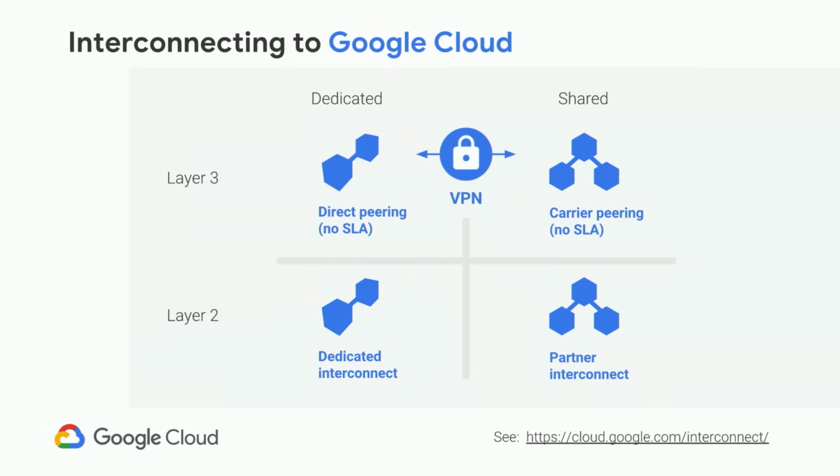And then you can leave the VPN as a backup. So if something were to ever happen with your dedicated interconnect or your partner interconnect, the traffic will automatically fail over to the VPN.